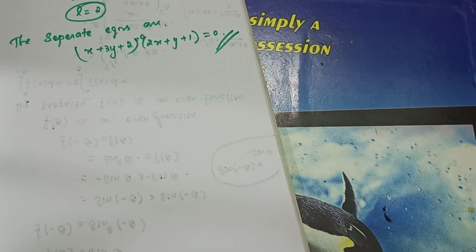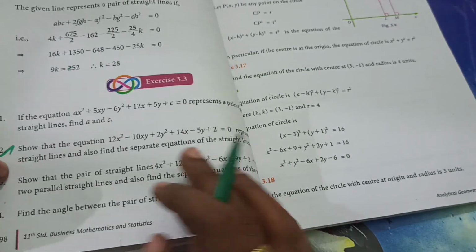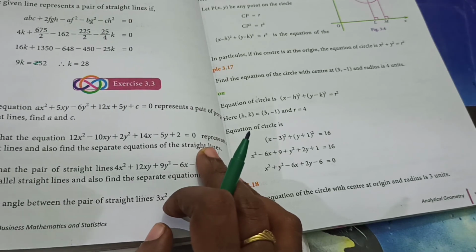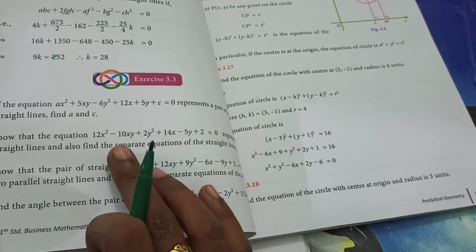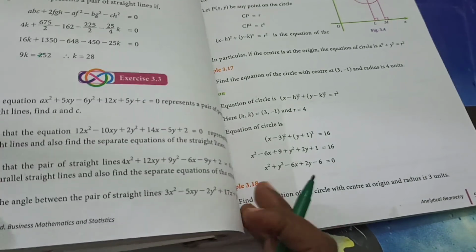Now I am giving the homework for you. Take down your book. Problem number 2 is your homework. Same as this question, one equation is given. Show that it's a pair of straight lines. You need to do it and also find the separate equations. So same as this example 3.13. Now we have completed it.